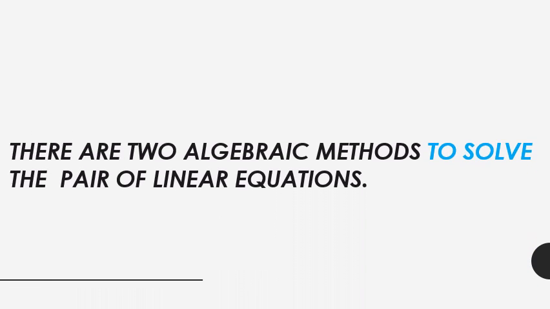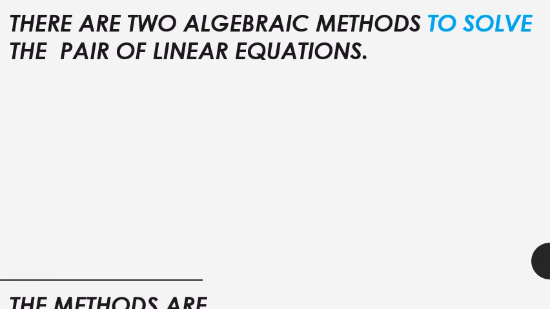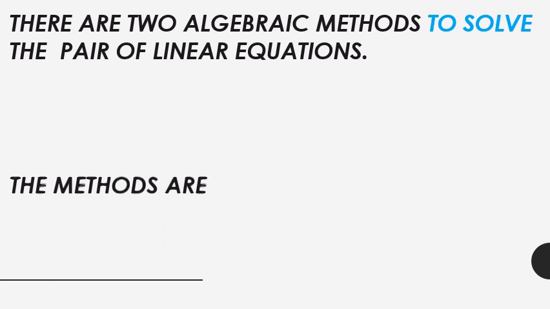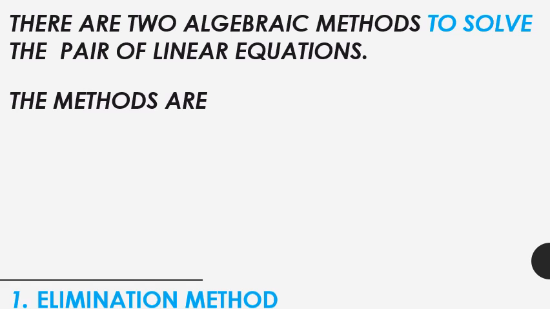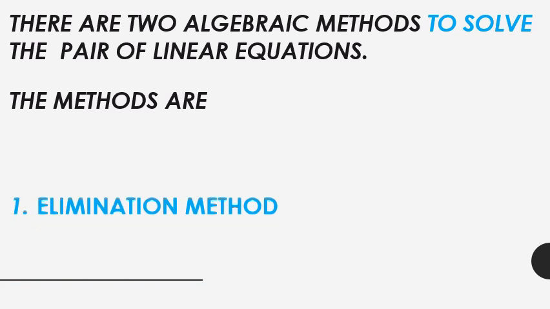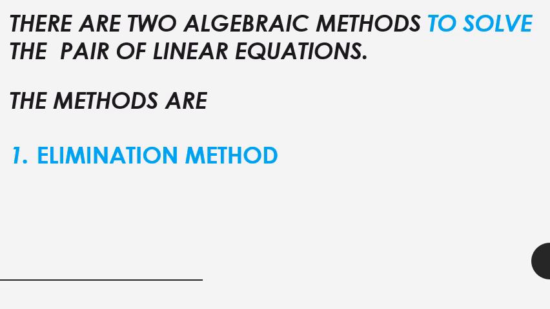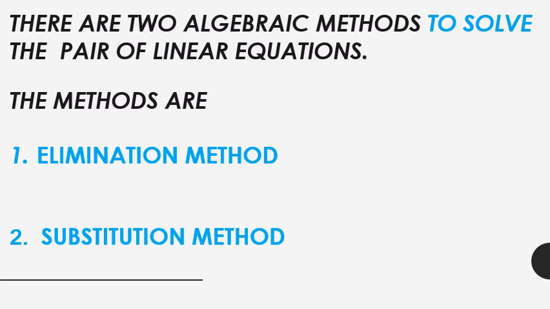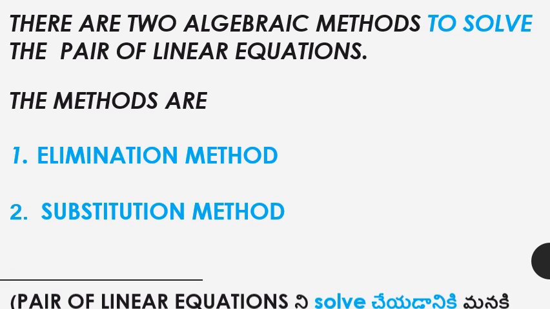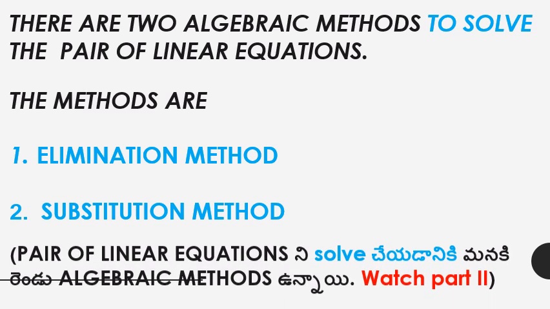After knowing the consistency of two equations, we are going to learn the methods of solving the linear equations. There are two algebraic methods to solve the pair of linear equations. These two methods are one elimination method and the second one is substitution method.